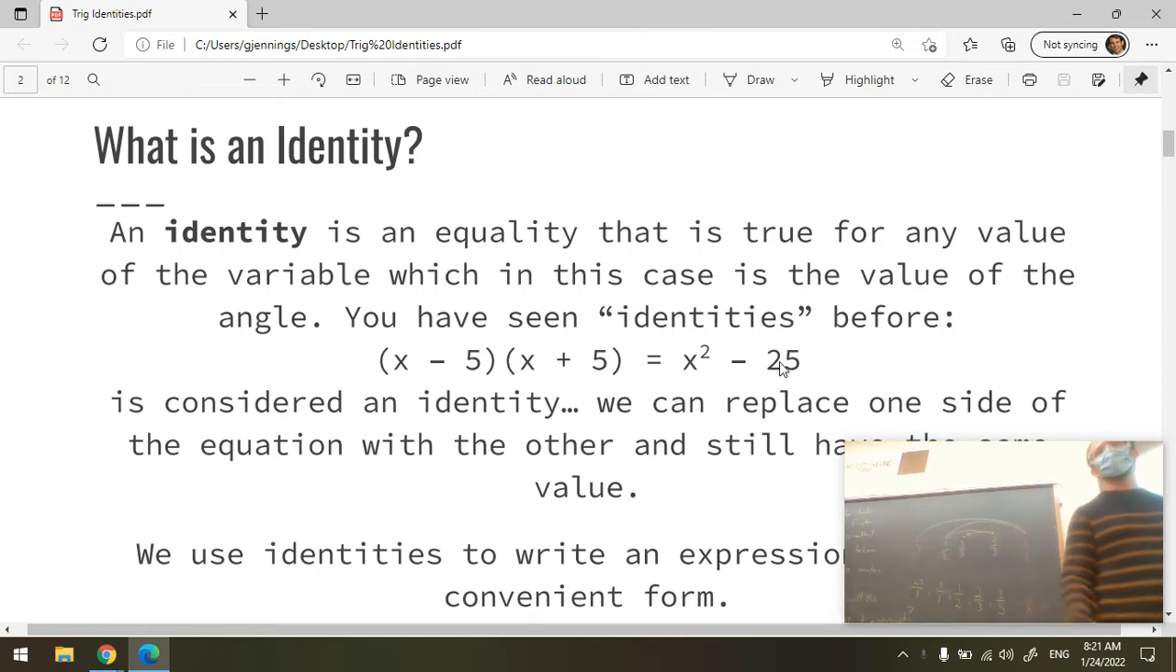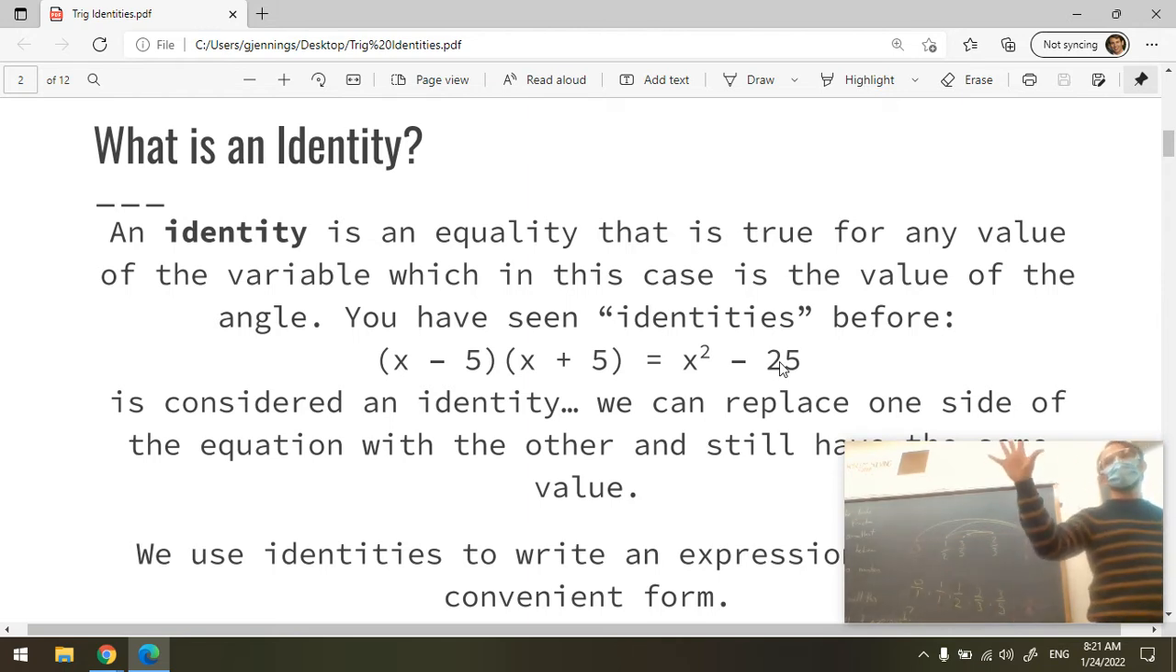So let's try one. Let's try x is 0. So I have 0 minus 5 is minus 5. And 0 plus 5 is plus 5. Minus 5 times plus 5 is negative 25. And then over here, I would have 0 squared is 0. Minus 25 is minus 25. So that's true. And then I might test a different value.